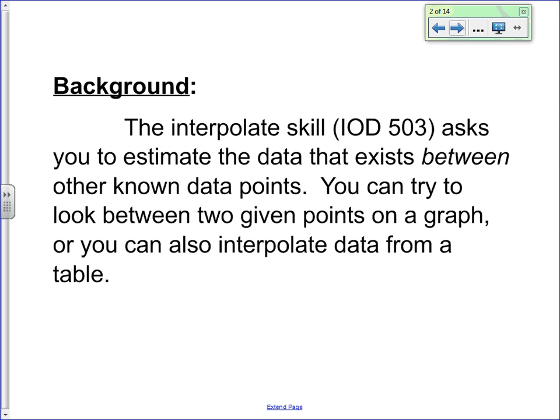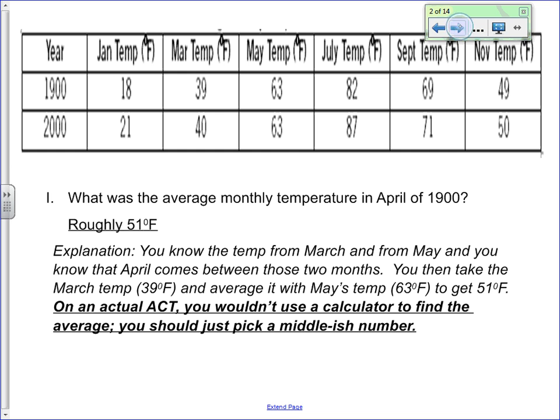Interpolate skill, Iod503, asks you to estimate the data that exists between other known data points. You can try to look between two given points on a graph, or you can also interpolate the data from the table. Excellent. So when we say interpolate, we're looking for a middle number. Often this middle number doesn't actually exist. We kind of have to estimate what would be between two other numbers.